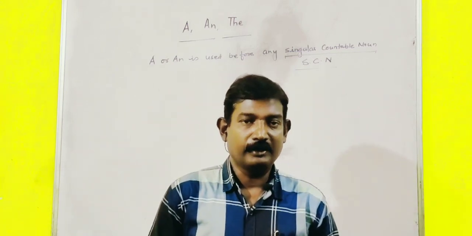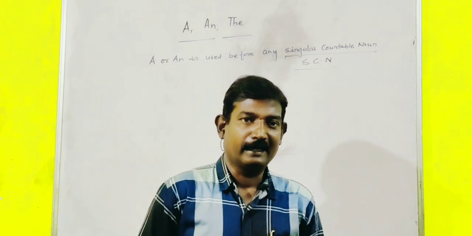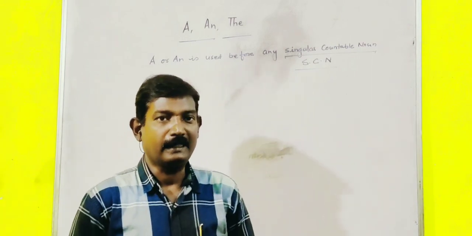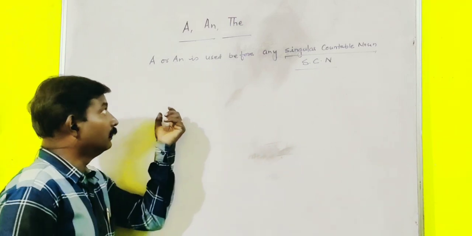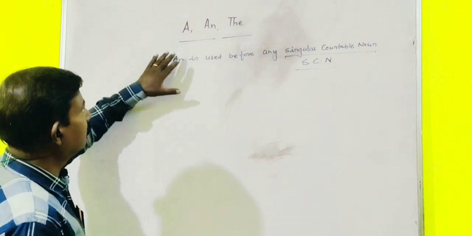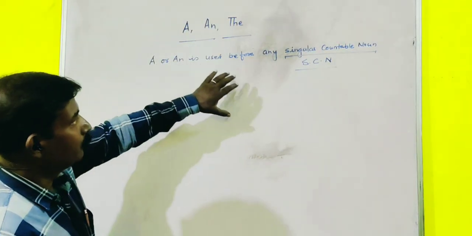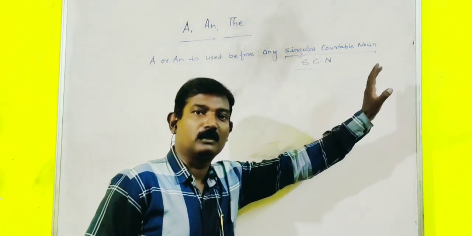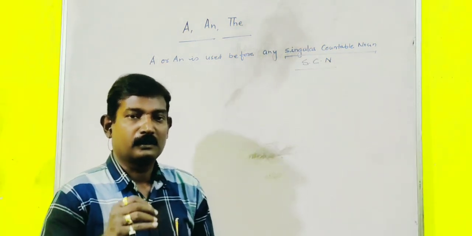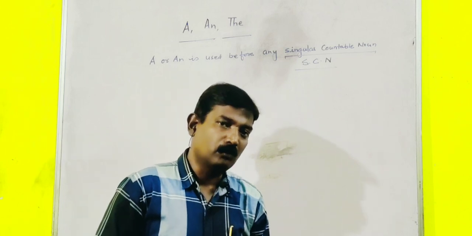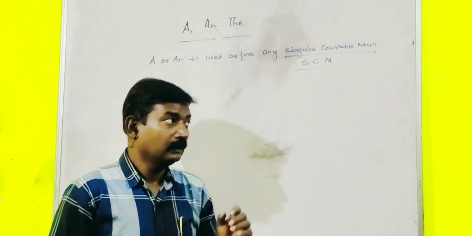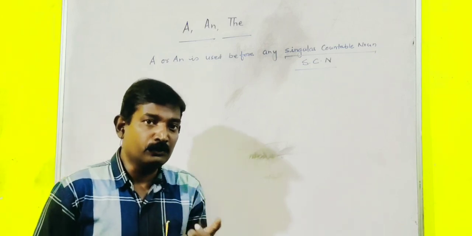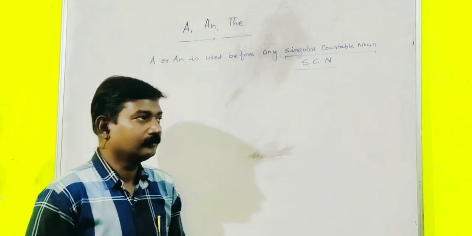So today in this video I'm going to discuss a and an. They are also known as indefinite articles. Now you see here, a and an. I have written here, a or an is used before any singular countable noun. Okay, singular countable noun, that means what? Before using a or an, we have to see the word before which we are using it, what it is.